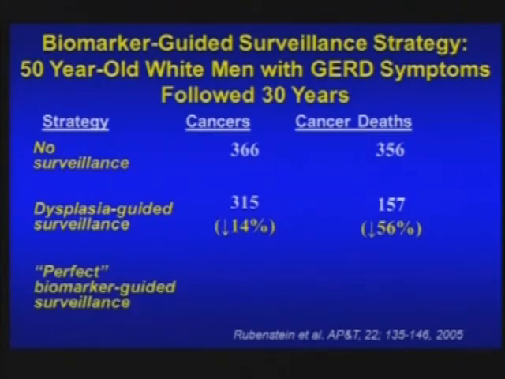Instead, what if we used our perfect biomarker, one that was 100% sensitive and 100% specific? You would think that we might be able to eliminate all the cancers. But in fact, this Markov model predicted that it only decreased cancer development by 53% and cancer deaths by 87%, not 100%. So even a perfect biomarker is better than dysplasia in predicting cancer deaths and in decreasing cancer deaths. But it's important to appreciate that even a perfect biomarker is not going to eliminate cancer deaths.